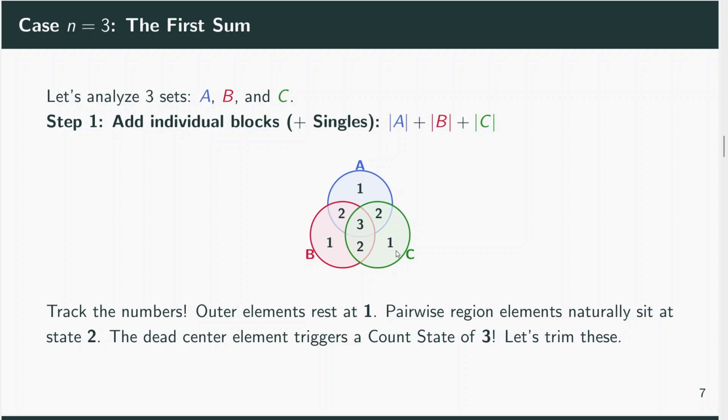Now look at the region where A and B overlap, but C does not reach. The element there gets counted when we add A, and counted again when we add B. Its count state is 2.